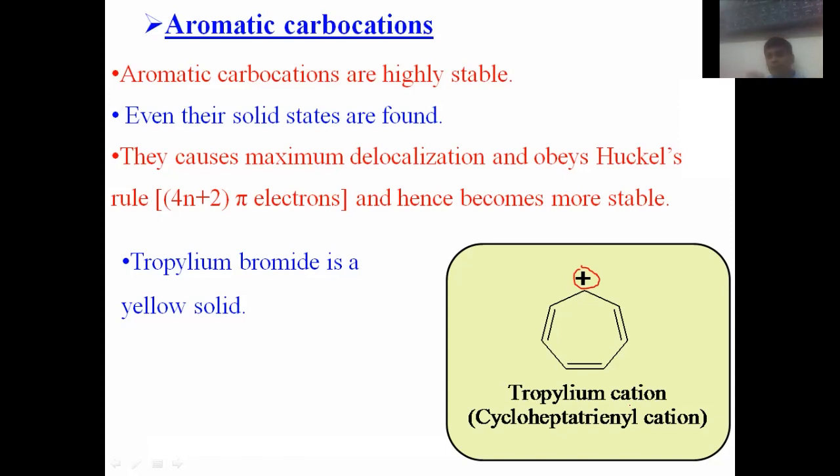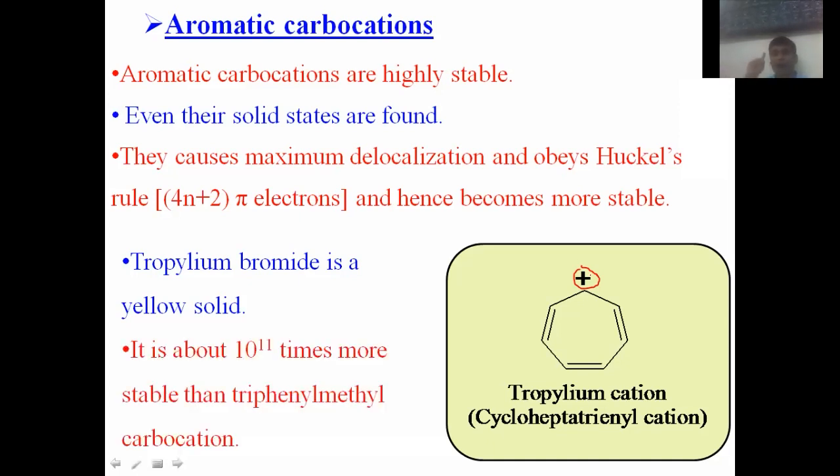How many pi electrons are there? Yes, there are 6 pi electrons. There are 6 pi electrons, meaning it having 4n plus 2 pi electrons. And also there is a delocalization of electron. Because of the positive charge here, there is maximum delocalization of electrons at that place, and hence that species is aromatic in nature and it is solid also. Tropylium bromide is a solid. And remember one more thing, it is about 10⁻11 times more stable than triphenyl methyl carbocation.